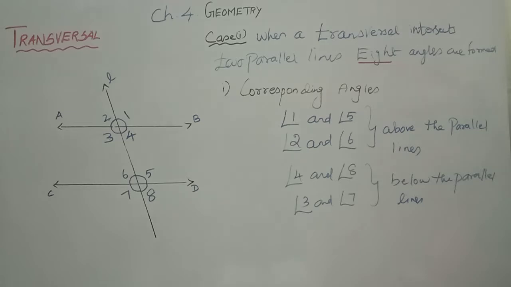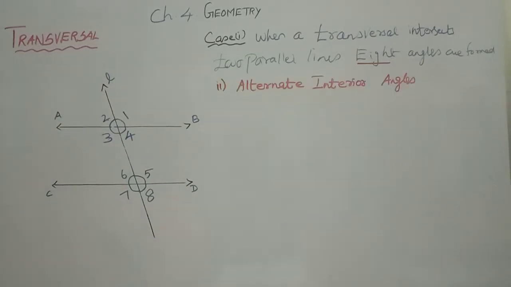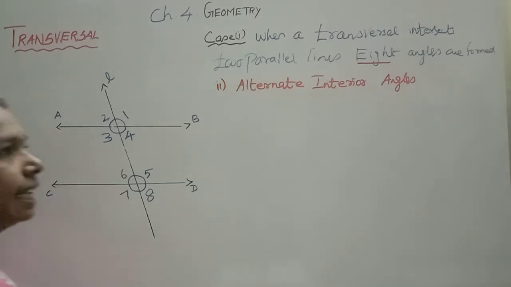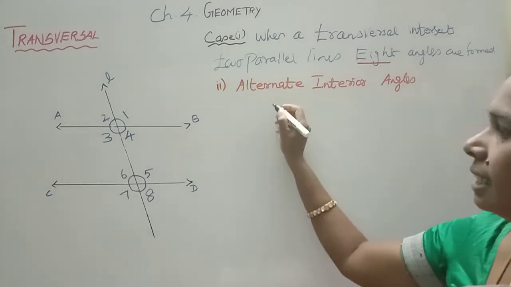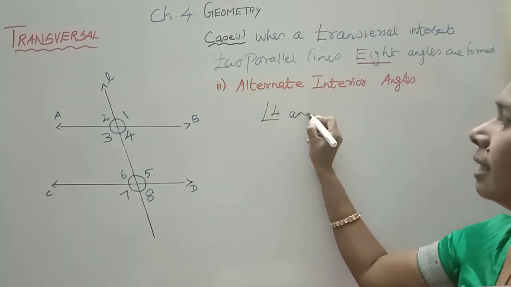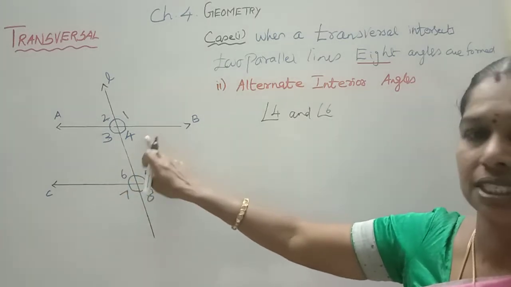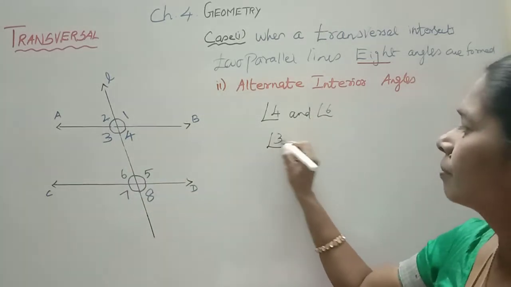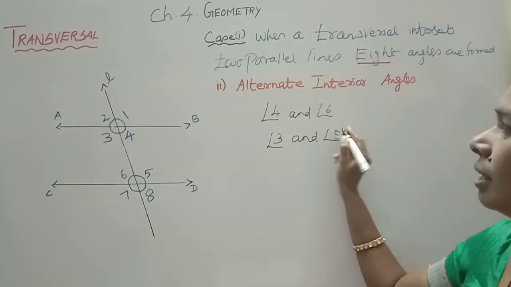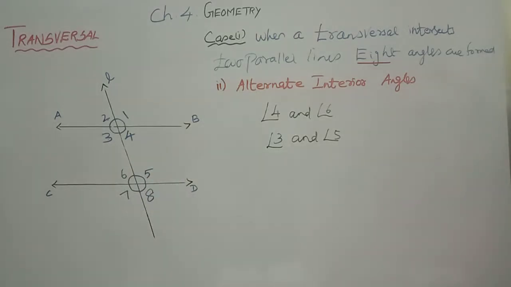Okay, understand. Next, what is another name of the angles? Alternate interior angles. Which are the alternate interior angles? Angle 4 and angle 6, and angle 3 and angle 5. Both lie on alternate sides of the transversal. Angle 4 and angle 6, angle 3 and angle 5 are alternate interior angles.